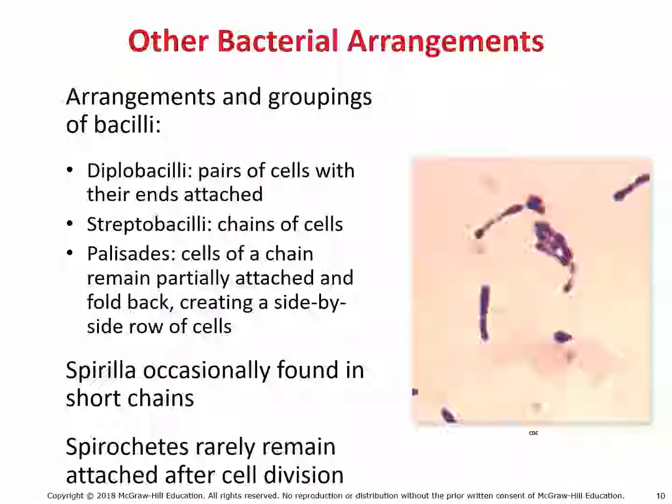The bacilli are also going to come in arrangements, including things like diplobacilli, or 2 rods end to end. We also see things like streptobacilli, which is a chain of cells. We see palisading cells. So unlike the strepto that are tip to tip, palisading cells are attached to each other lengthwise, so they look like pickets in a fence. Overall, spirilia and spirochetes don't typically group together, but spirilia on very rare occasion can be found in short chains.